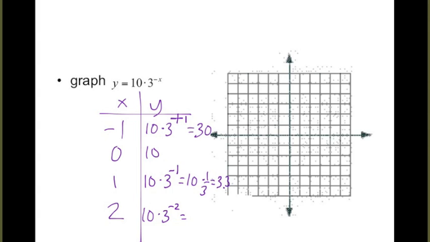When I plug in a 2, the equation will make it negative because there was a negative in front of the x in the equation. So this is going to flip and square that 3. Flip because it's negative, square because the 2's there. So this gives us 10/9 or 1.1.